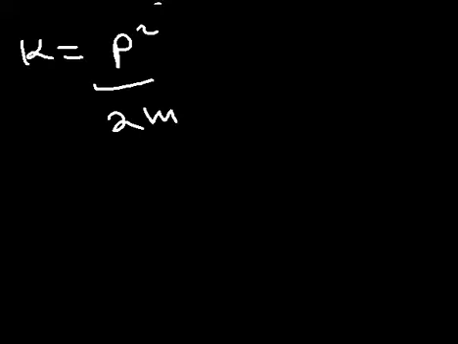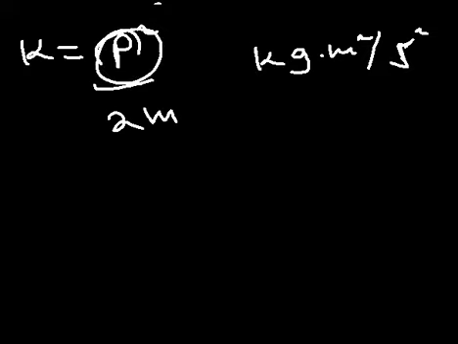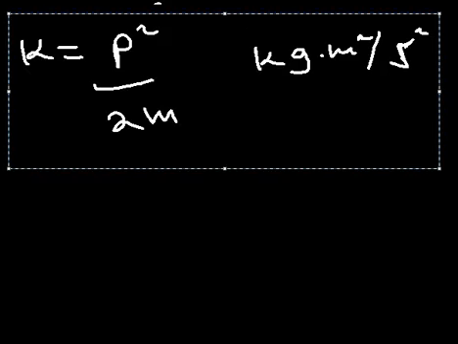Let's say we have the formula for kinetic energy given as K is equal to p squared, where p is the momentum, divided by 2m. Let's say the kinetic energy has units of kg meter squared over second squared, and m is the mass. Using dimensional analysis, try to deduce the dimensions and the units for the momentum. Try to have that done at your own time.